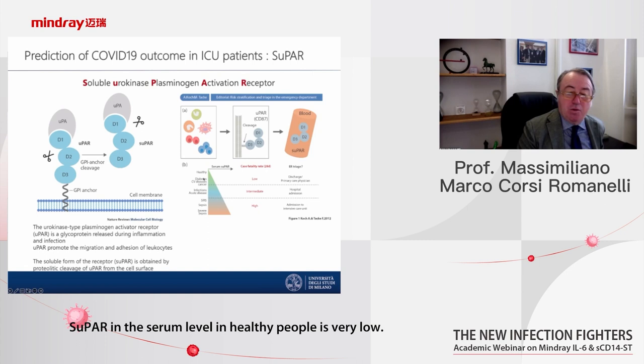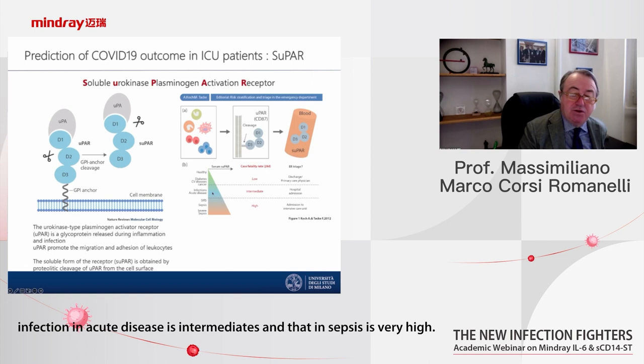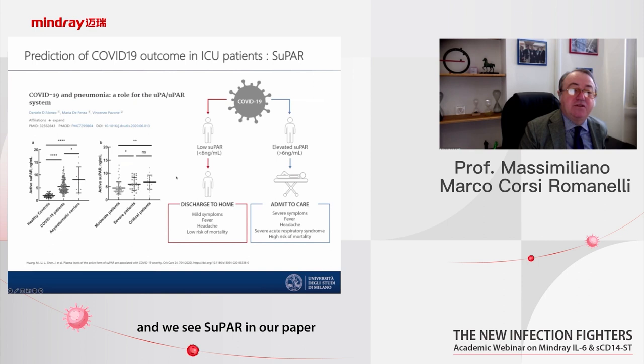What happens? suPAR in the serum of healthy people is very low. In infection and acute disease it is intermediate, and in sepsis it is very high. And this is the reason we want to see suPAR in our patients. This is another paper in which there is a low suPAR, less than 6 ng/mL, and elevated suPAR, much more than 6 ng/mL. And this is a paper on the role of the suPAR system from the Italian group of Vincenzo Pavone. And this is a picture of the paper, and you can see COVID patients, asymptomatic carriers, and healthy controls.